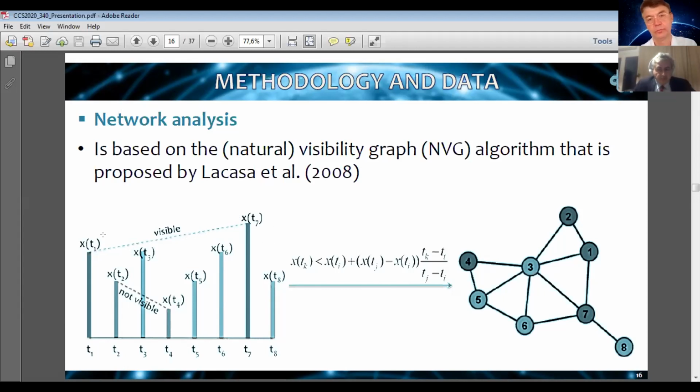I am not sure if the cursor is visible. Can you see some comments, some points? Is the arrow visible?